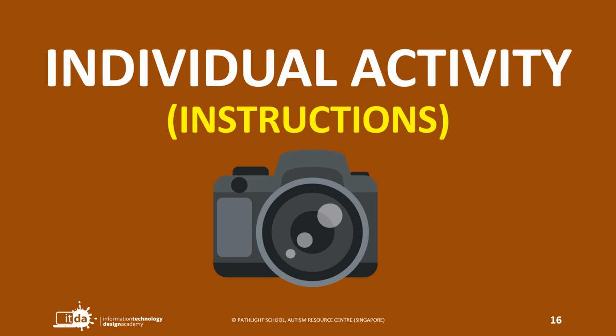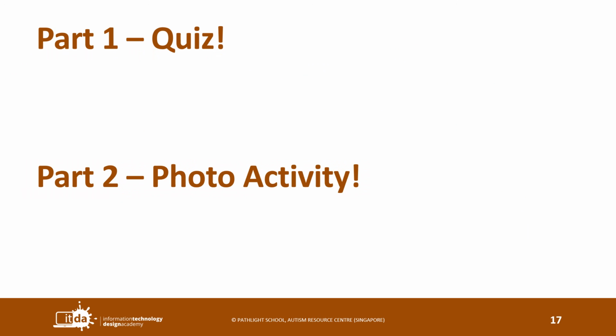Okay. Now we have come to the end of individual learning. Let's move on to individual activity instructions. Okay, so today on your own, you will be doing two simple short activities. First one is a quiz. Second one is a photo activity. For the quiz, it will be based on what we learned today, TV mode and shutter speed. And for photo activity, it will be based on what you have learned and seen today.